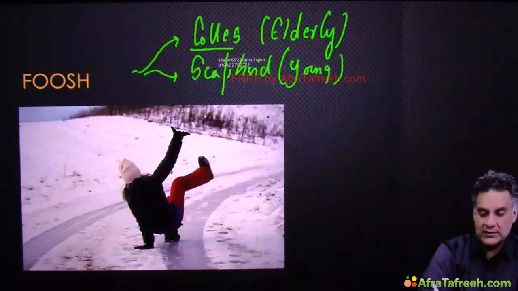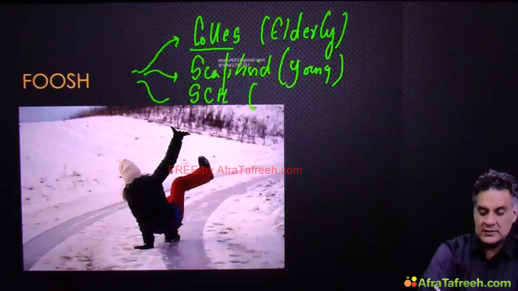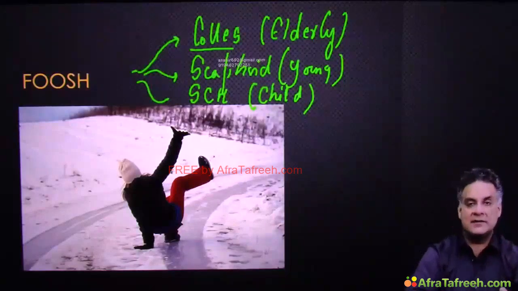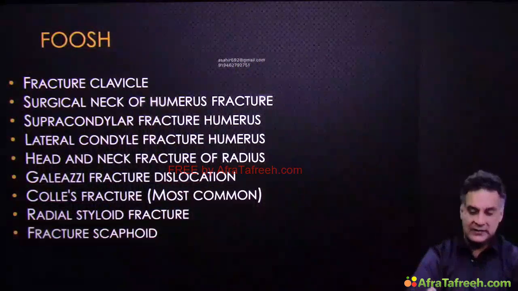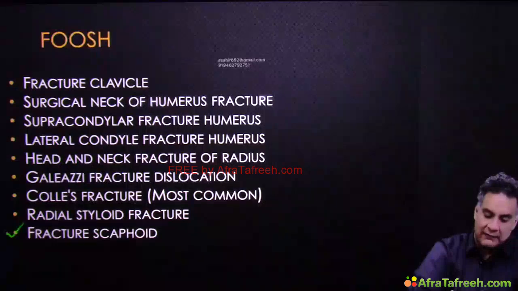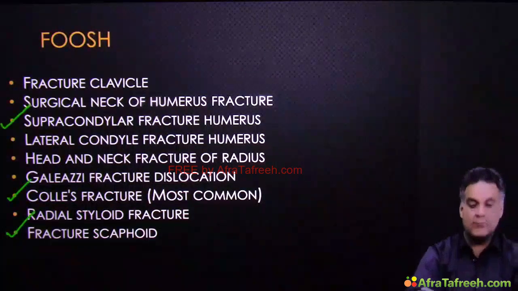And FOOSH in a child, supracondylar fracture of humerus. These are the FOOSH fractures that one must remember. Nowadays, they are asking you a lot of questions on FOOSH. Let's complete the list. We did scaphoid, we did Colles, we did supracondylar, some more.